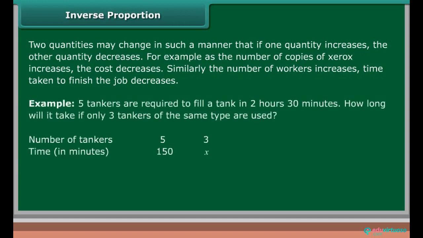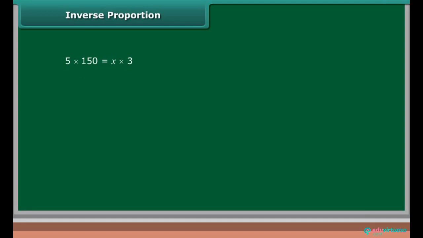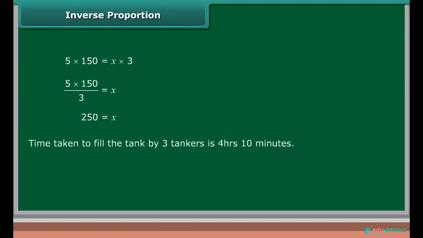Example. 5 tankers are required to fill a tank in 2 hours 30 minutes. How long will it take if only 3 tankers of the same type are used? The fewer the tankers, the more time required to fill the tank. So this is an inverse proportion. 5 into 150 is equal to X into 3. 5 into 150 upon 3 is equal to X. 250 is equal to X. Time taken to fill the tank by 3 tankers is 4 hours 10 minutes.